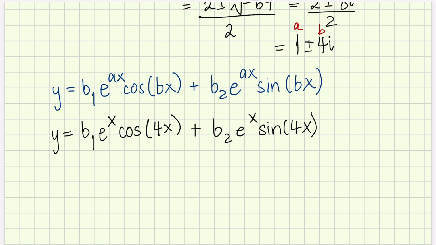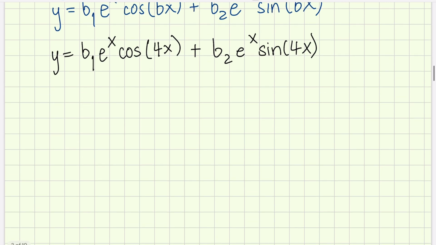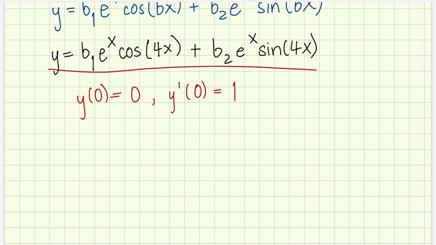I'm done. But what if we had some initial values? What if we wanted to find b1 and b2? Let's see what happens. Now suppose I have y(0) equals 0 and y prime (0) equals 1. I have these two conditions. If I'm able to implement these into my general solution that I found right here, I can actually solve for b1 and b2.